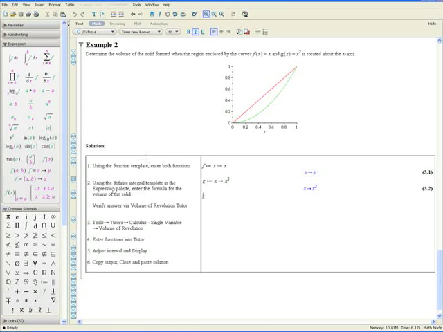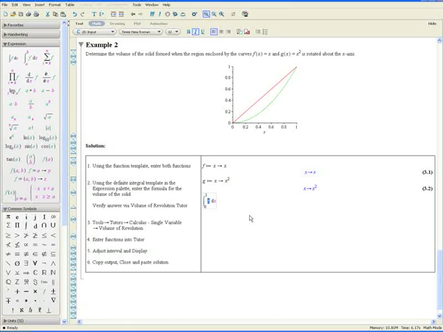Now step 2 says, using the definite integral template in the expression palette, enter the formula for the volume of the solid. Under the expression palette, we can find the definite integral template and just click on this one over here. And let's define the lower and upper bounds. In case you're not sure of the bounds of integration, just look at the diagram below the question. Here are the two curves, and they intersect at x equals 0 and x equals 1. So let's fill in those values, x equals 0, press tab, x equals 1, tab again.